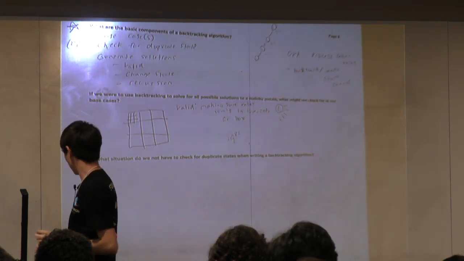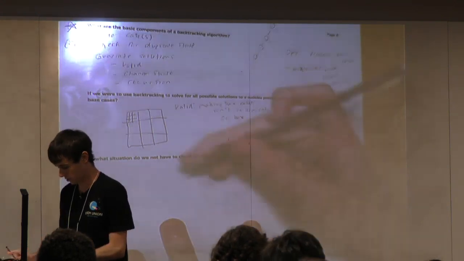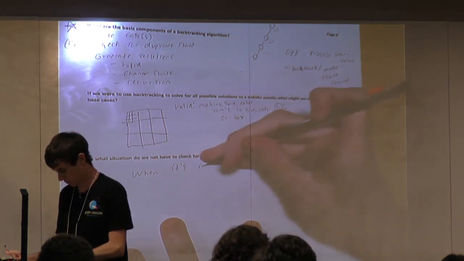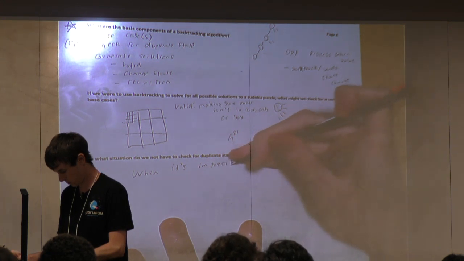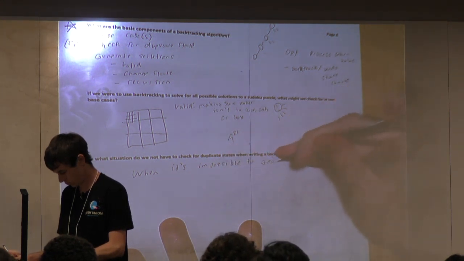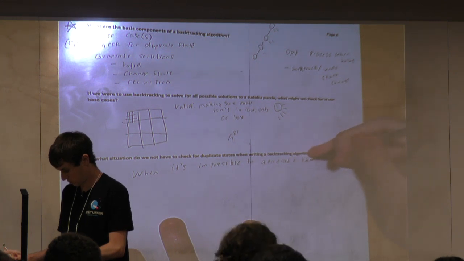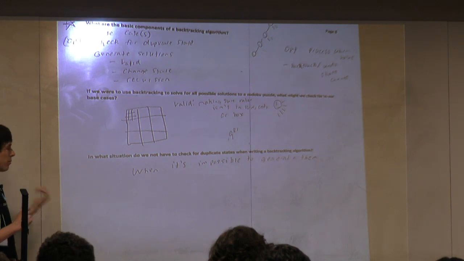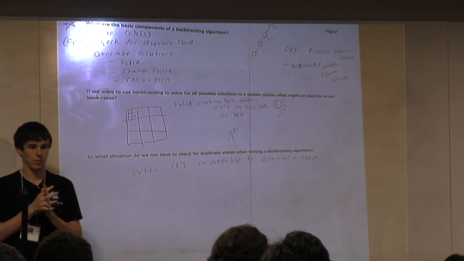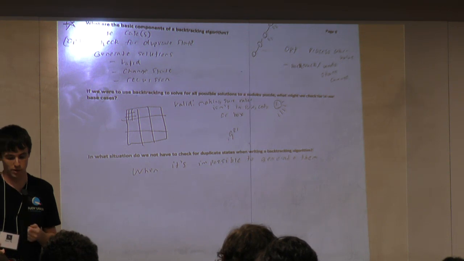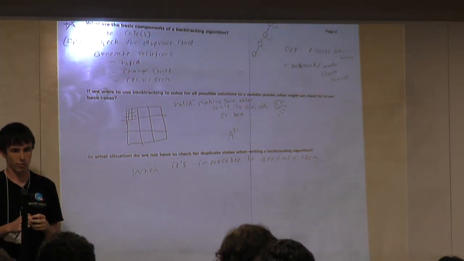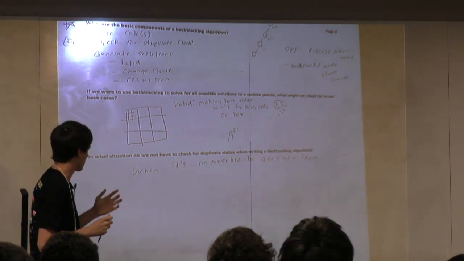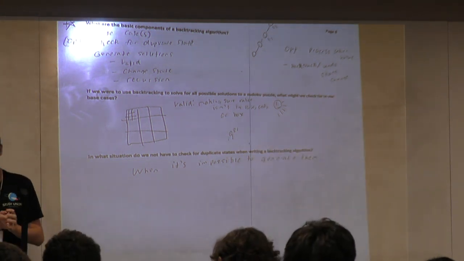In what situation don't we have to check for the duplicate states? When it's impossible for us to generate them. There's plenty of backtracking problems you will run into later on where it will be impossible to make duplicate states. For example, if we're always incrementing, always iterating forward, we can only make duplicates if we can go forward and backwards. In this case, like the one I had, we will never go backwards, so we can't ever make those old states we had.